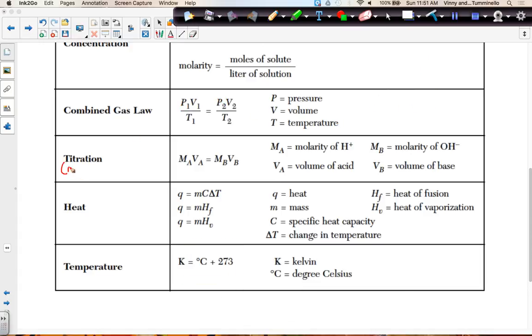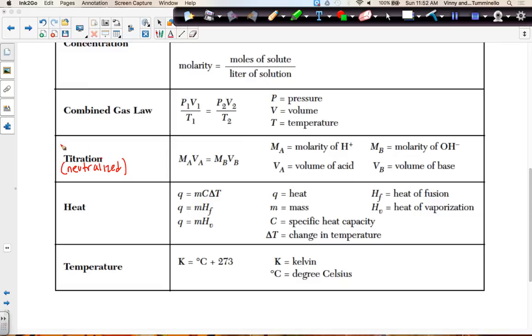Titration, a lot of times a keyword in titration is that they'll use the word neutralized. So a certain amount of acid is completely neutralized by a certain amount of base. That would be when we use MAVA equals MBVB, and we're going to put the molarity of the acid times the volume of the acid, set equal to the molarity of the base times the volume of the base.